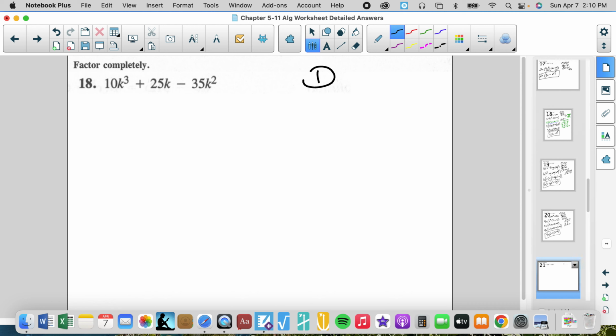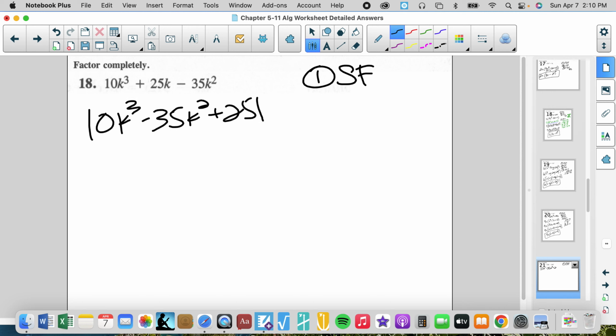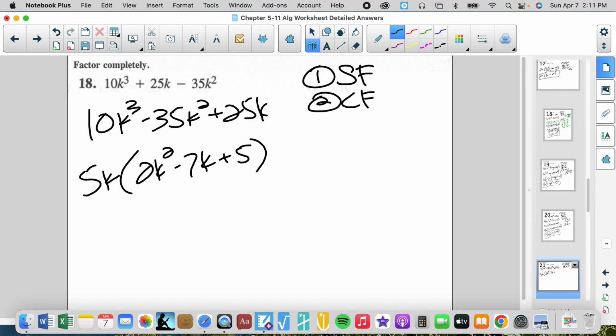Okay, what are they going to throw us? You feel like they're about to throw us a curveball, right? You feel it's coming. We again need to put it in standard form, so we can't do a times c unless it's in standard form. Let's do the common factor, which is going to be 5k. And that's 2k squared minus 7k plus 5.